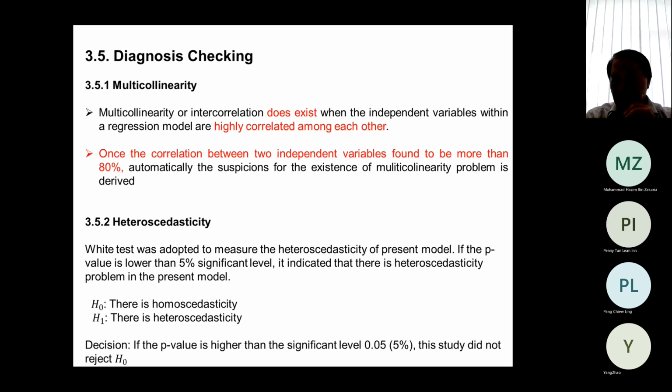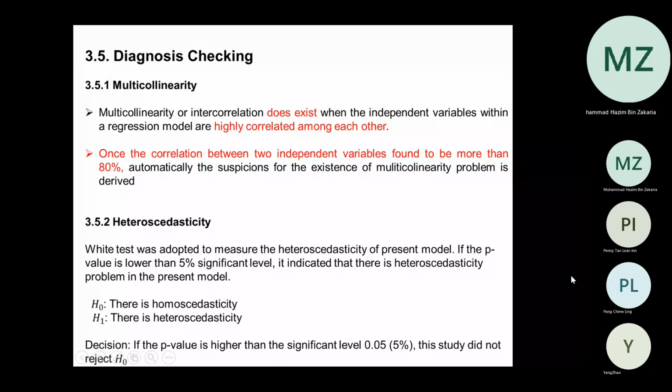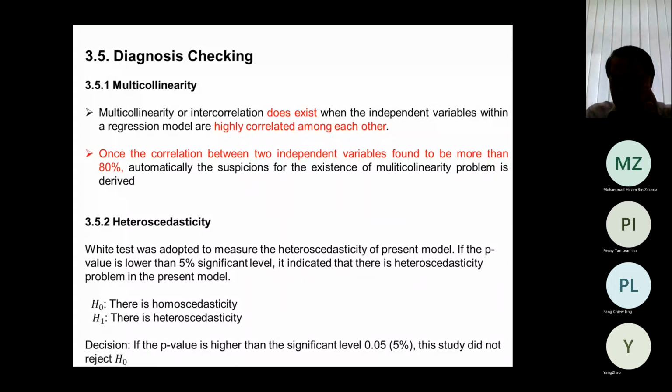Okay. Another one I test is on the diagnostic checking. I test on the heteroscedasticity here. Heteroscedasticity basically is to measure whether it is present in the model or not. If the p-value for this particular case is lower than 5% significance, it indicates there is heteroscedasticity. Therefore, I use H0 and H1. H0 is homoscedasticity and H1 is heteroscedasticity. Therefore, if the p-value is higher than 0.05, they do not reject the H0. Then in this case, they'll take H1, okay?